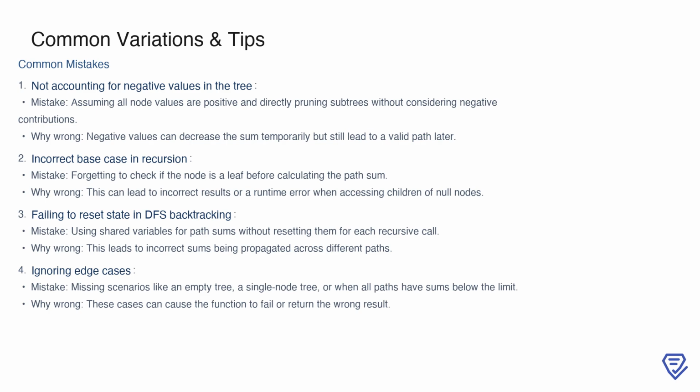Next, an incorrect base case in recursion is another common pitfall. If you forget to check whether the current node is a leaf before calculating the path sum, you risk runtime errors or incorrect results, especially when dealing with null nodes.